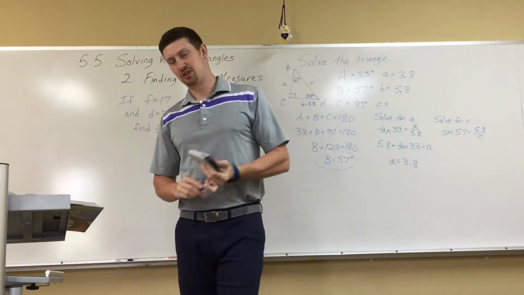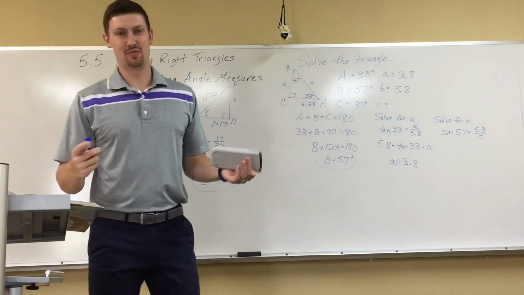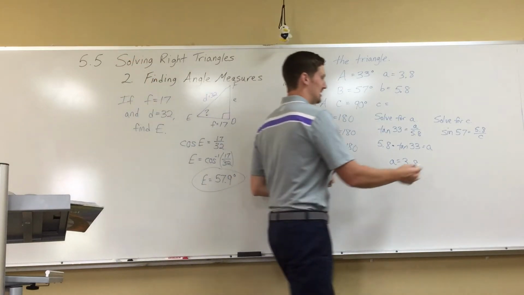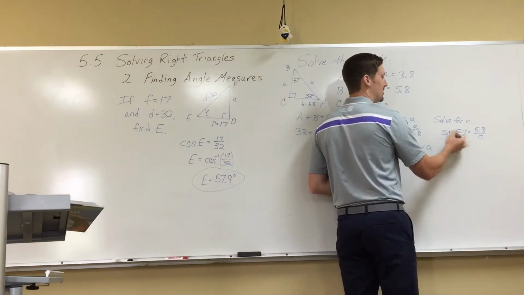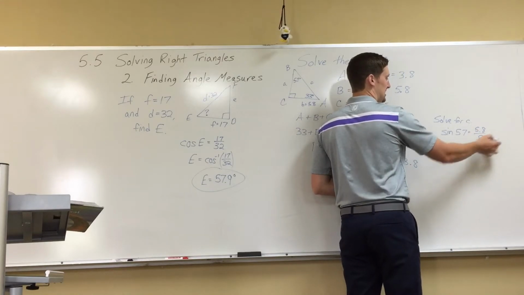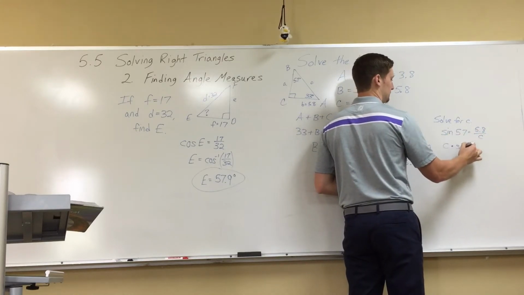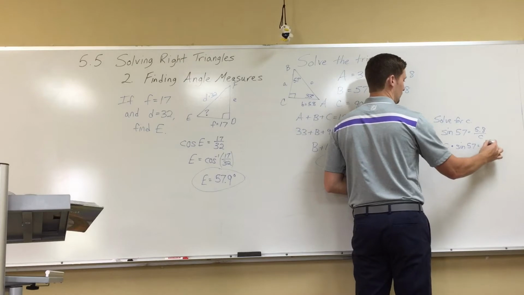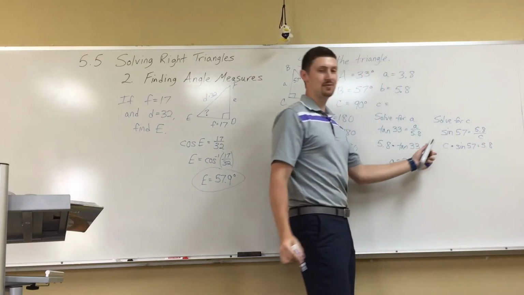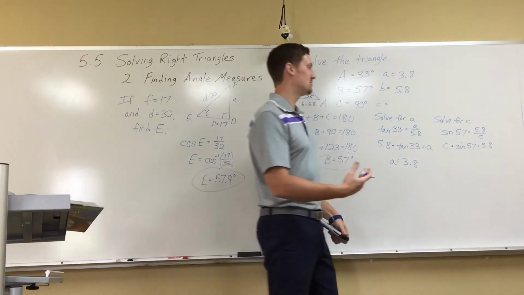This one's a little trickier to solve. You have to do two steps most of the time in order to do it right. Multiply both sides by C, right, to cancel this out. Multiply both sides by C. How do I get C by itself? Divide both sides by sine of 57.